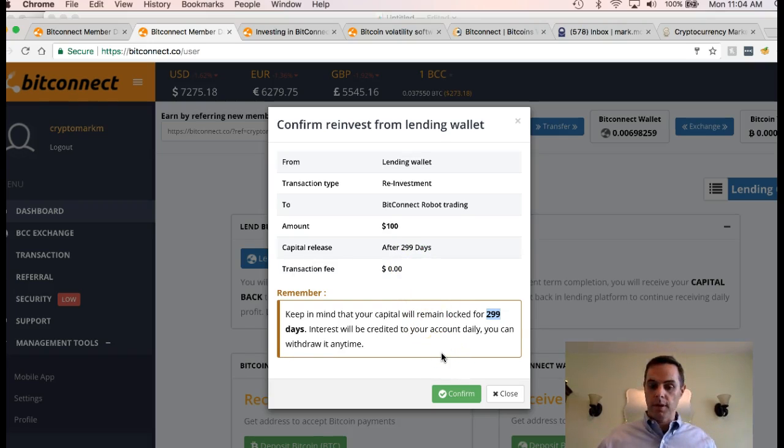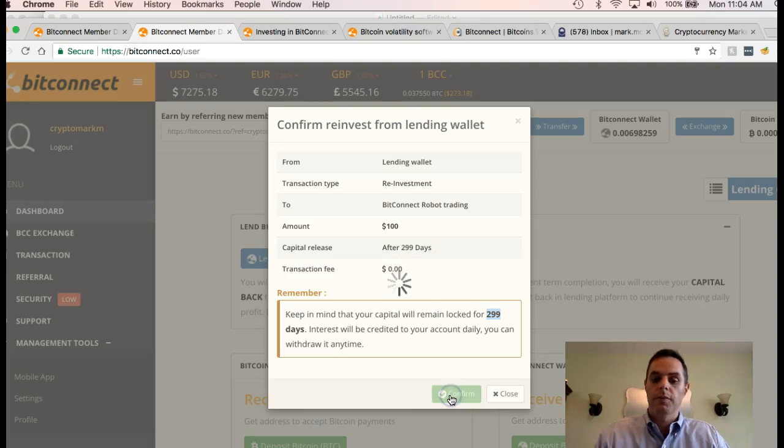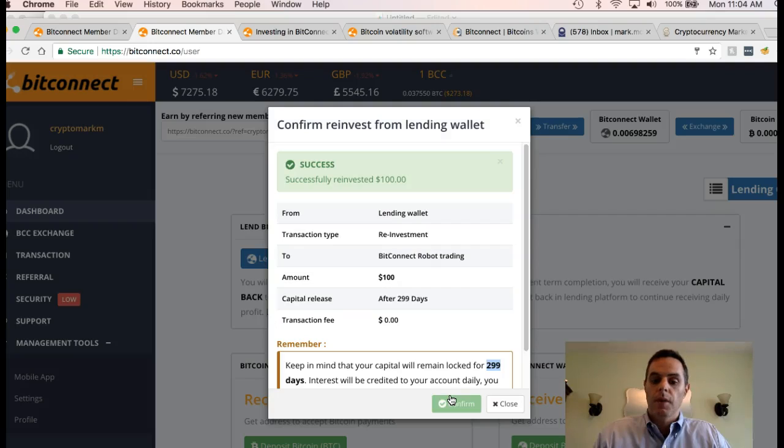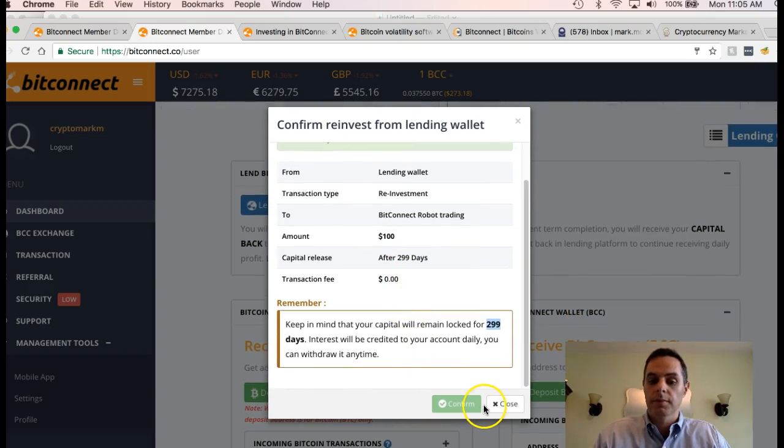and now my interest will be compounded, right? So basically this is interest. The money that I received is interest. And Einstein had said the eighth wonder of the world is compounding interest. So I will hit confirm. I will lock that money up. I've successfully reinvested my $100, okay, for another 299 days.